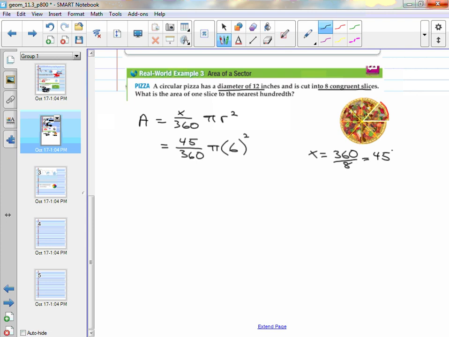6 squared. Now I'm going to do some by hand stuff. What does 45 out of 360 reduce to? You can think about right that over there in that picture.